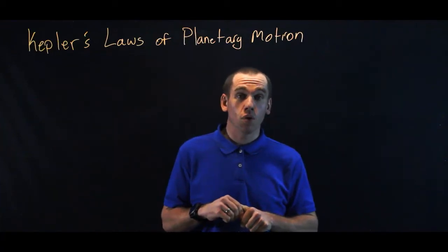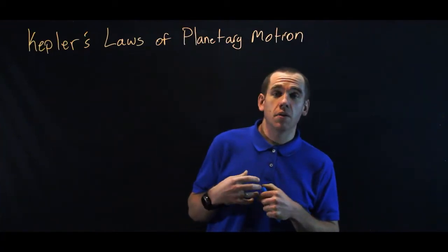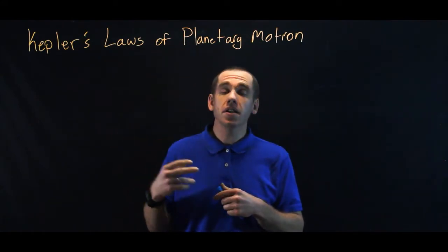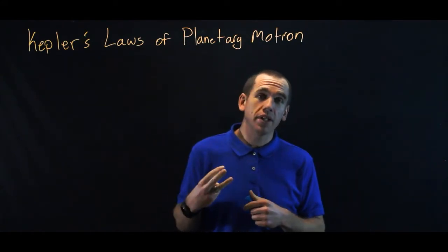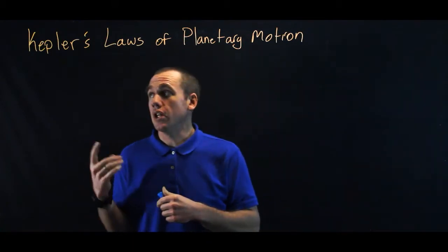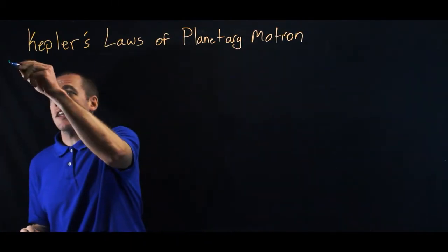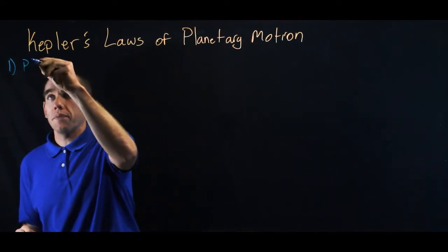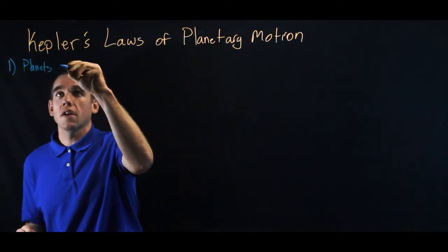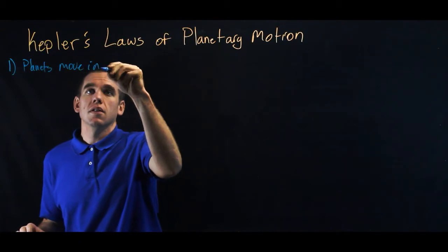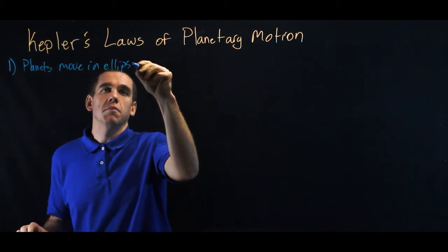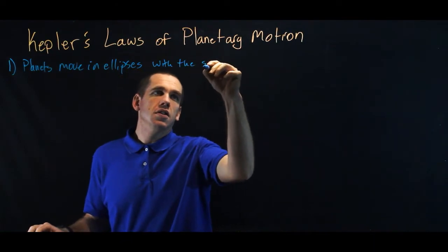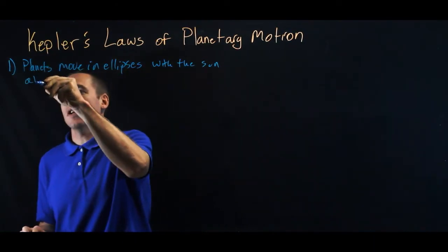Before Newton did his work with gravity, there were actually a lot of studies done on planetary motion, and there was a guy named Johannes Kepler who came up with 3 laws that describe planetary motion. His first law was that planets move in ellipses, and the sun is at one focus.